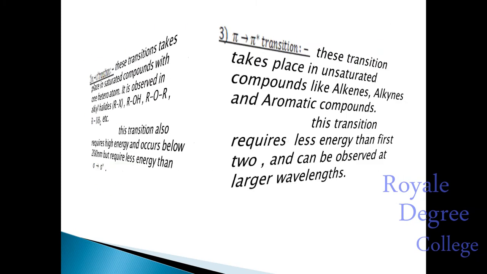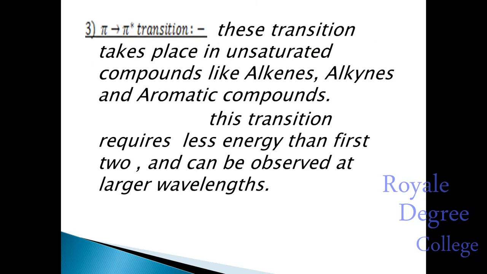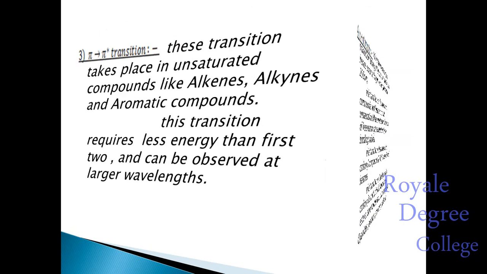The third type of transition is pi to pi star transition. These transitions take place in unsaturated compounds like alkenes, alkynes and aromatic compounds. These transitions require less energy than the first two and can be observed at larger wavelengths.